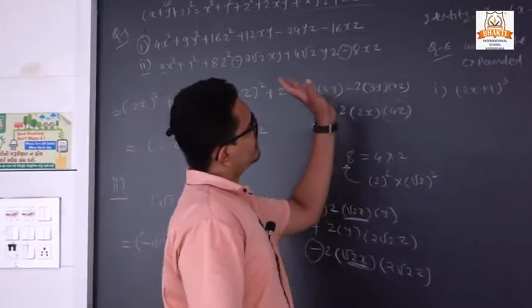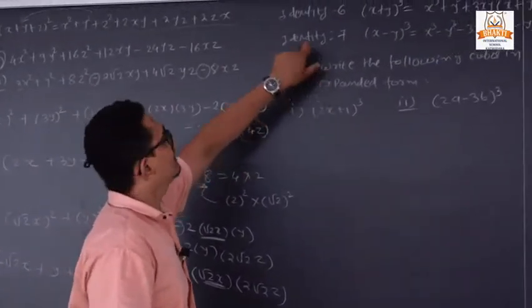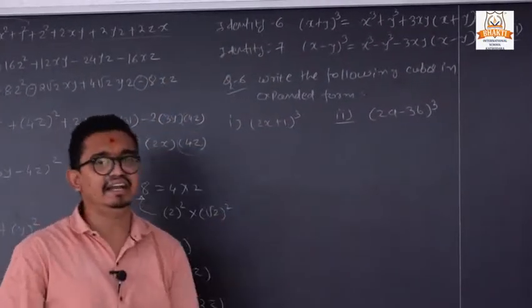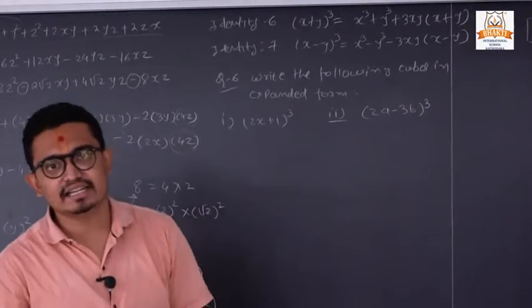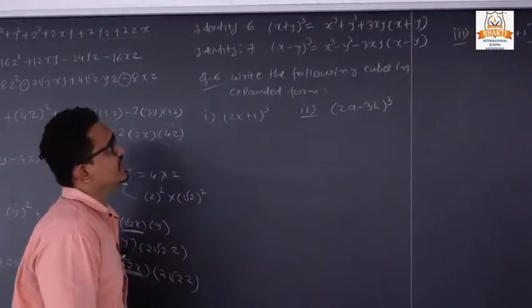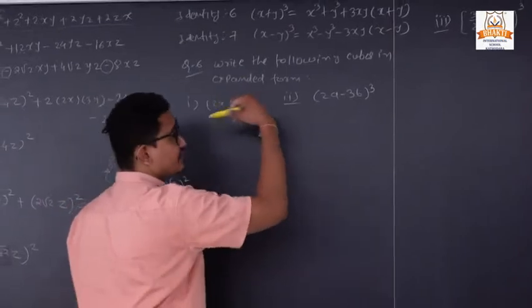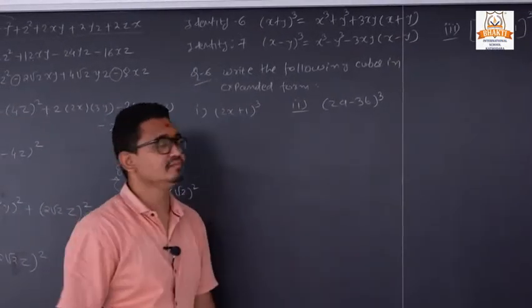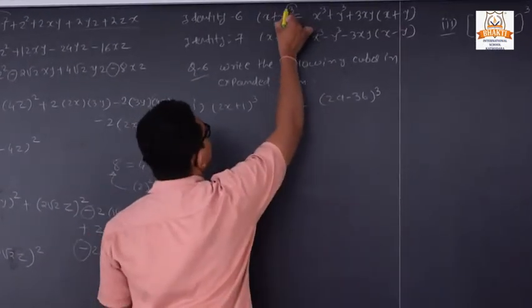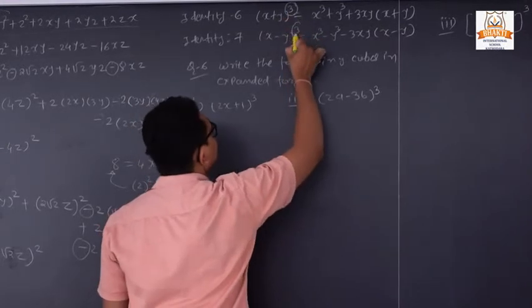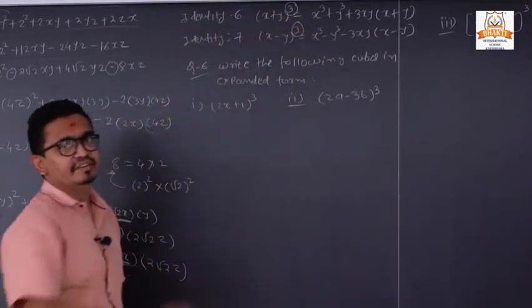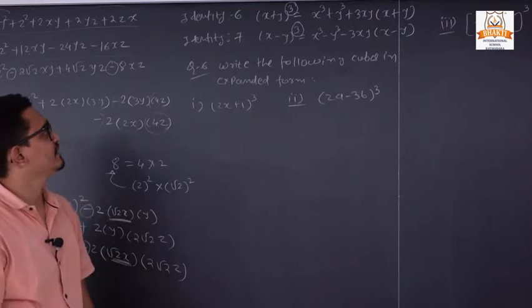Now we are going to the next, but before that we have 2 more identities, identity number 6 and 7. See how it is different from all the others. Here we have a cube. See that here we have a cube sign.